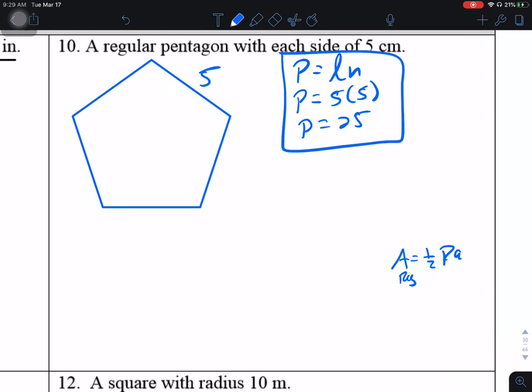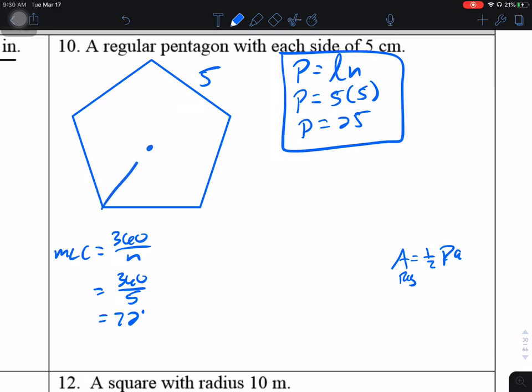To find the apothem, we want to find a central angle first. So the measure of a central angle is 360 divided by the number of sides. Number of sides is 5, so the central angle is 72. Keep in mind, my table's going nuts here. Sorry.